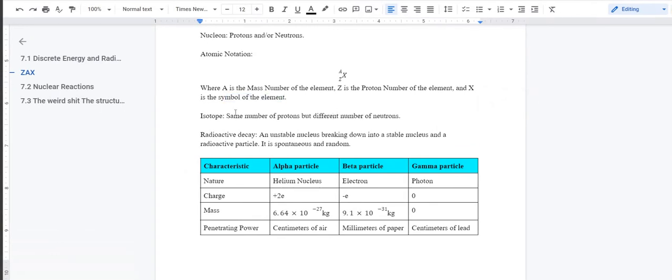Then we have isotopes, which is basically just saying that it's the same element as it has the same number of protons, but it has a different number of neutrons in the nucleus. And as a result of which, it can have different properties in some cases.